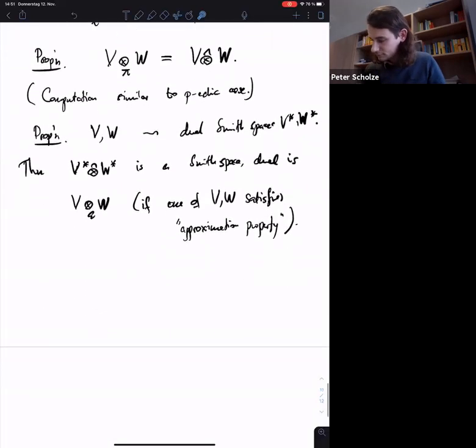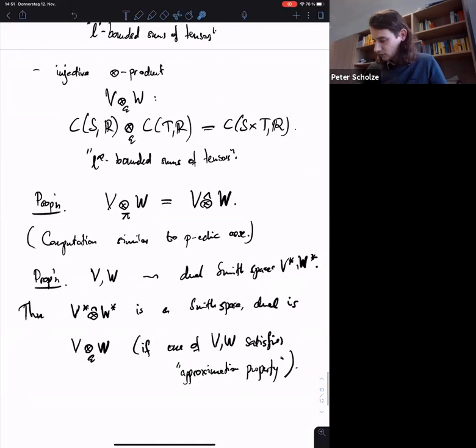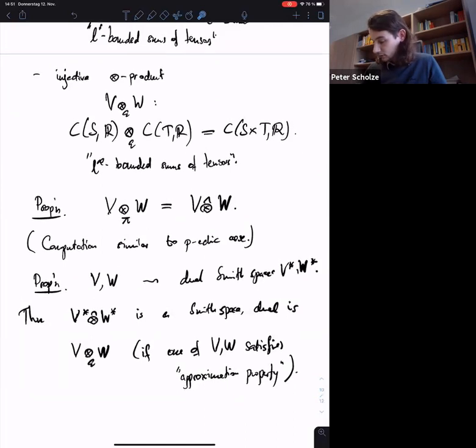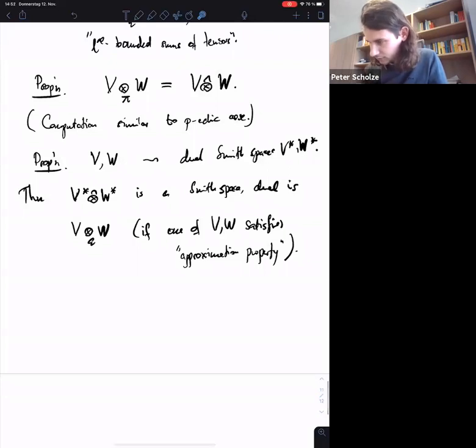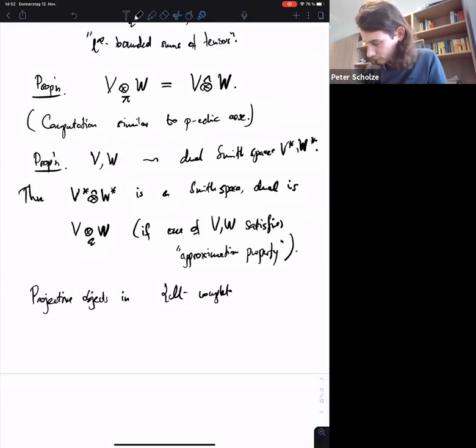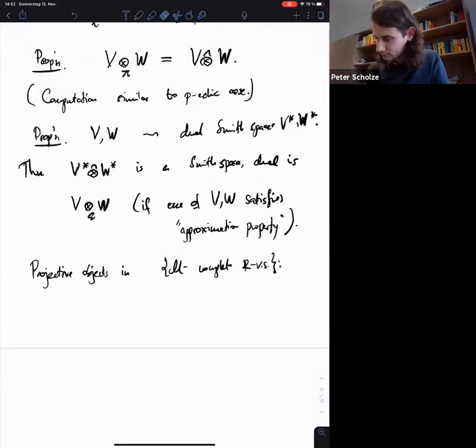All right. And so you get these relations to these classical notions. Maybe one further thing. It's about the projective objects in this category of m-complete, let me just say in Smith spaces, okay, it's generating.